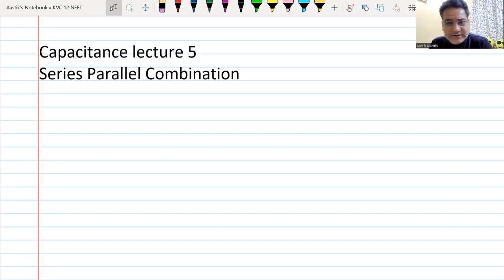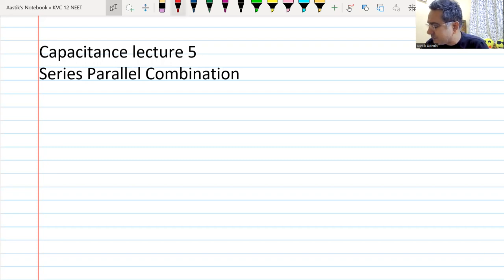This is Capacitance lecture number 5, and in today's class we will deal with the series and the parallel combination of capacitance. Now in the previous class we had dealt with how you find the capacitance and what factors it depends on. In today's class, we will see the series and parallel combination of capacitors.